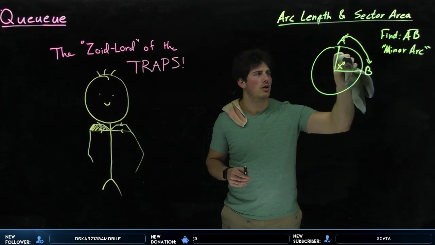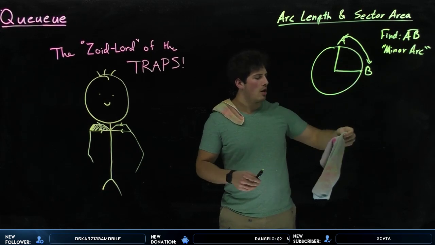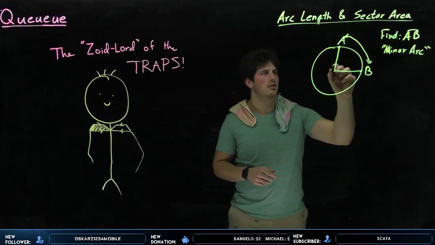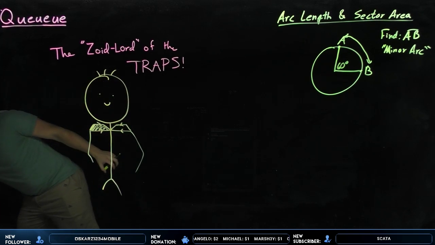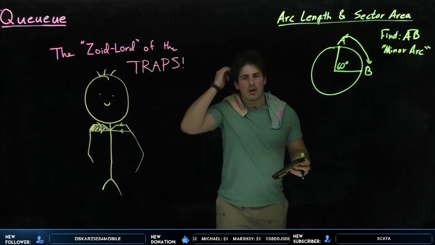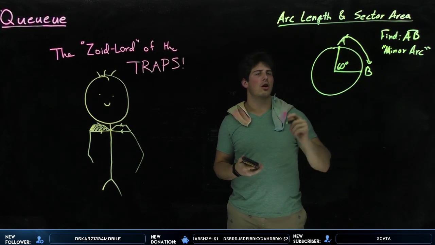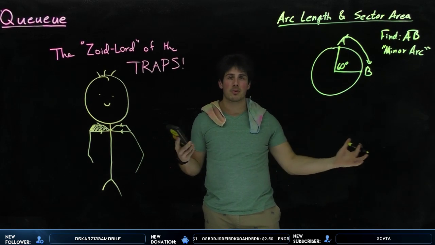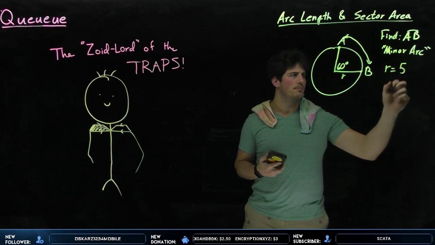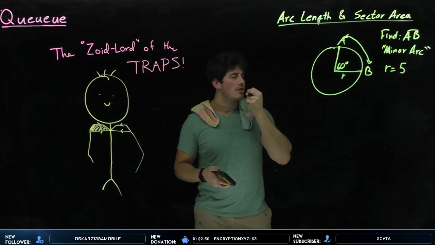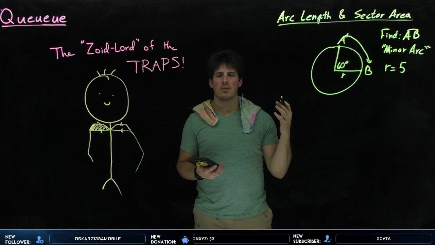If I'm trying to find the arc, I need to have a degree. So let's change this to something else, like 60 degrees. Good enough. Now, hold on. Brady took my calculator. If we have 60 degrees and we're trying to find the minor arc, the minimum other thing we need to know is the radius. So let's say that R equals 5. Doesn't matter what units. To solve for the minor arc, there's going to be a proportion.